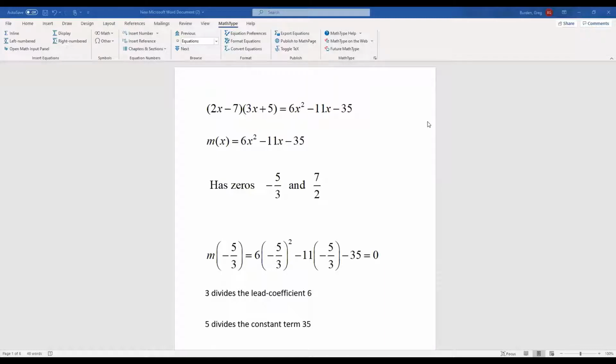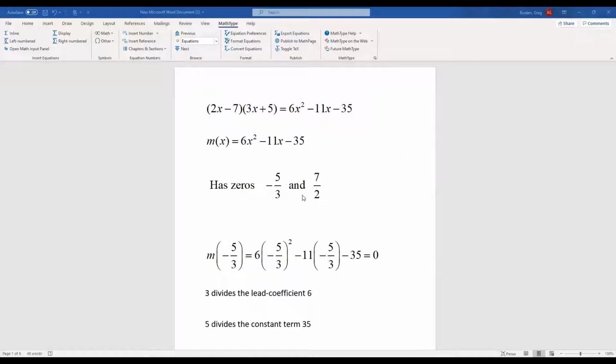Okay, so in this video lecture, we're going to continue our discussion of finding zeros of polynomial functions. Specifically, we're going to be looking at something called the rational zeros theorem, which has to do with finding zeros that happen to be rational numbers.